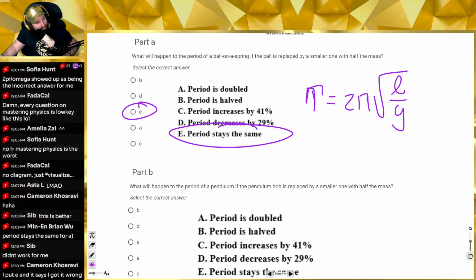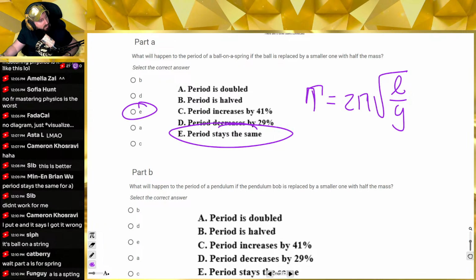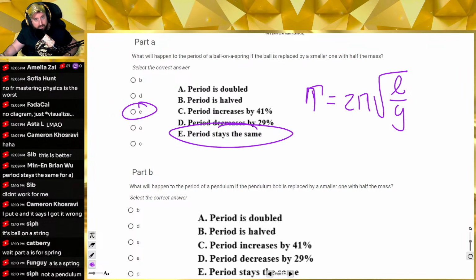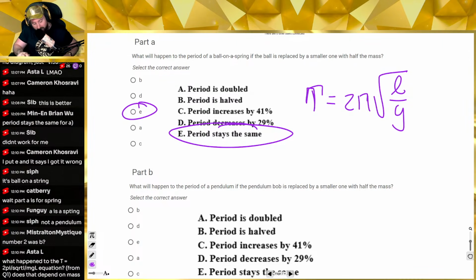Troubles in paradise today. Let me fix it. Oh, ball on a string. Oh, ball on a spring. Oh, thank you. Okay, I'm reading things all wrong today. Yes. Yes. Thank you. All right. One sec. Let me fix that.